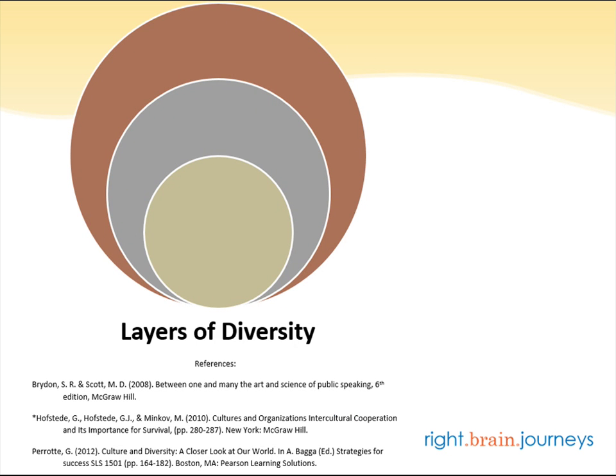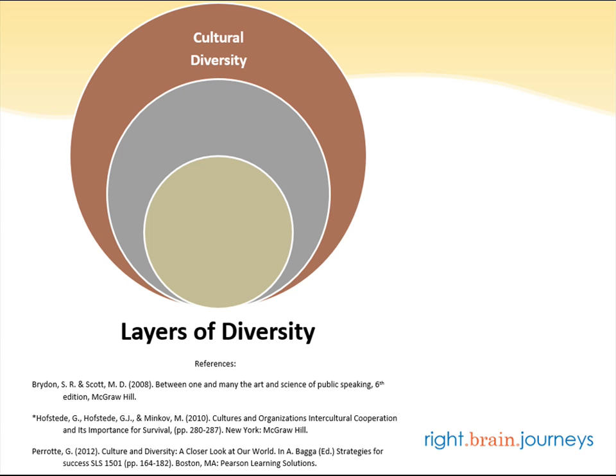In their book, Between One and Many, The Art and Science of Public Speaking, Bryden and Scott organized diversity into 3 main categories. I've been teaching and studying about diversity for several years now, and after reviewing many different types of educational resources, I believe the best way to think about these categories of diversity is to imagine 3 layers similar to that of an onion, as you see pictured here in bronze, silver, and gold colors.